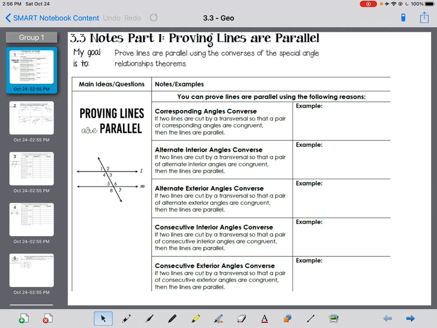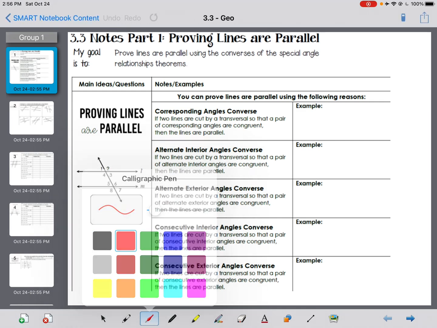Chapter 3, Section 3. We're going to be proving lines are parallel. We just got done with a lesson where we said lines were parallel, so what happens? Now we're going to say, if this happens, then lines are parallel. So we're going to use the converses, or you can think of that as the opposites, the reverse, really, is a better way to say it, of the special angle relationships that we had before.